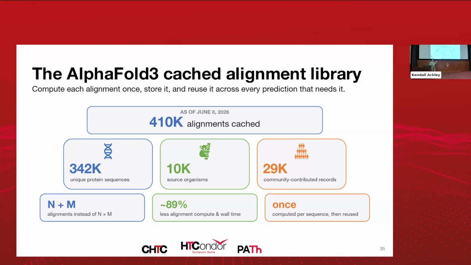And we have about 400,000 alignments already cached in that database. That represents about 320 unique sequences. There's a little bit of overlap from alignments that are coming from different sources, like Google DeepMind, who developed AlphaFold, alignments that we are developing, so on and so forth. We have represented about 10,000 organisms, and we're actually now starting to see community contributed alignments that we're getting from researchers on CHTC and the OSPool.